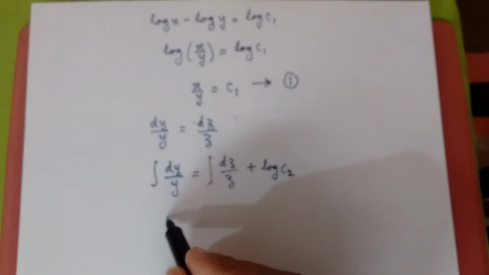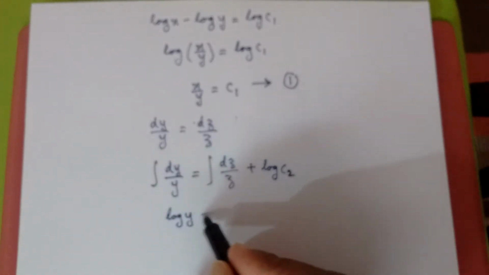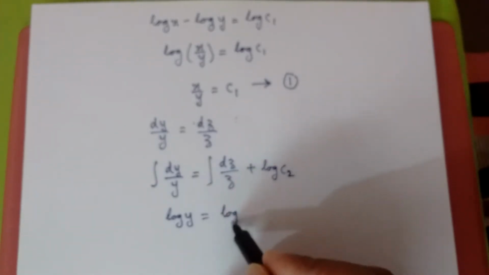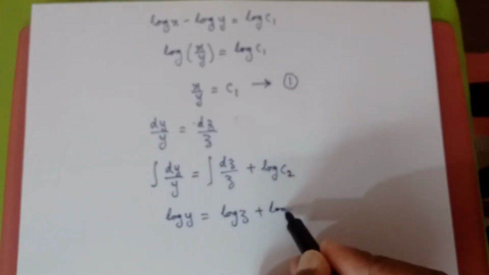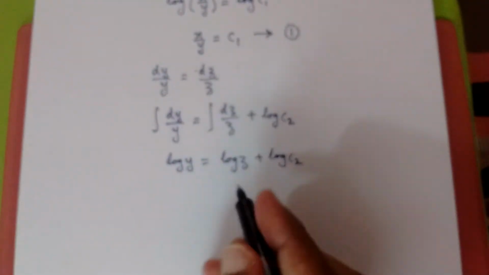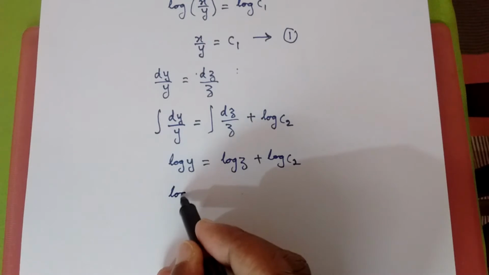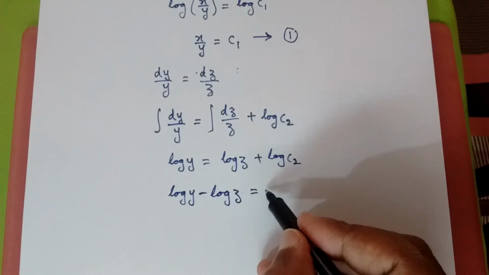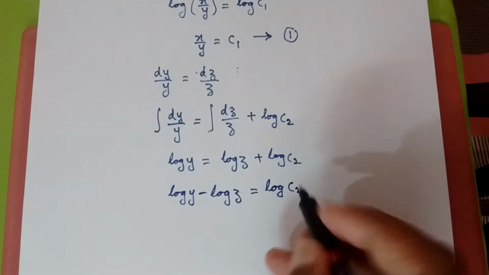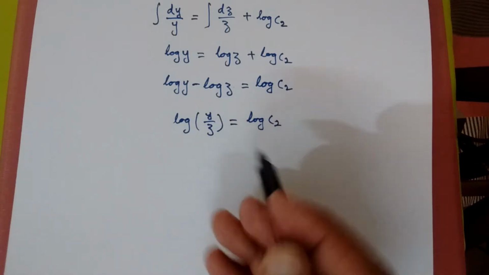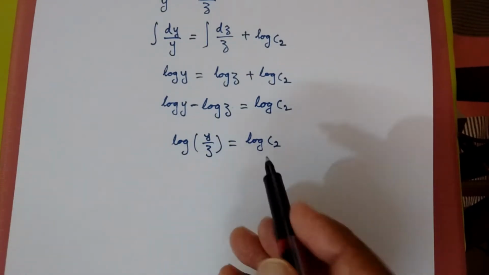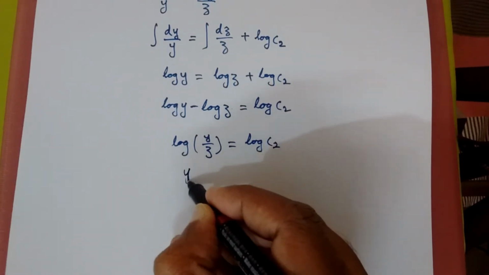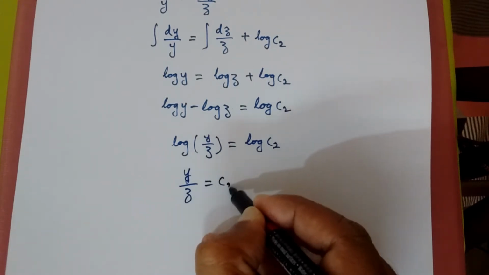So integral of dy by y is nothing but log of y, is equals to integral of dz by z, which is nothing but log of z plus the constant log of c2. If you take this log z on the left hand side, I get log of y minus log of z is equals to log of c2. We get log y by z is equals to log of c2. If you try to eliminate log from both the sides, you will be getting y by z to be equals to c2.